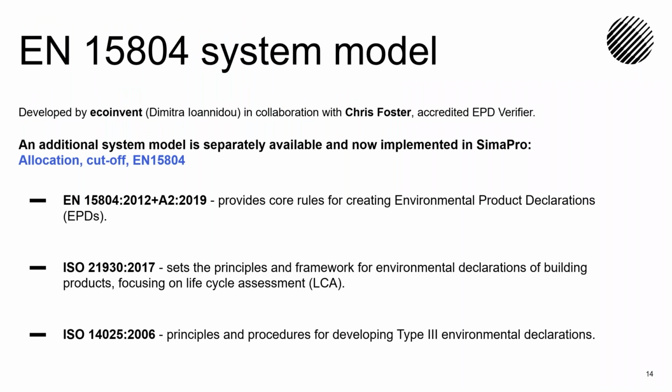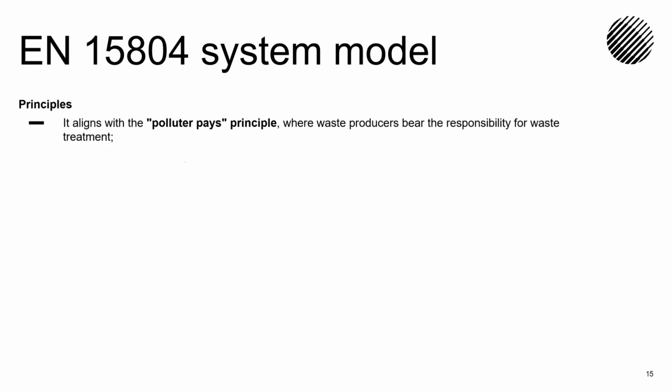This is both similar and different to the EN15804 system model that we are going to explain right now. So additionally, the EN15804 system model is an additional system model that is separately available and now implemented also in SimaPro. This system model has been built thinking about environmental product declarations and users that need to have a database that is compliant to EN15804, but also ISO 21930 and ISO 14025 that are important for type 3 environmental declarations.